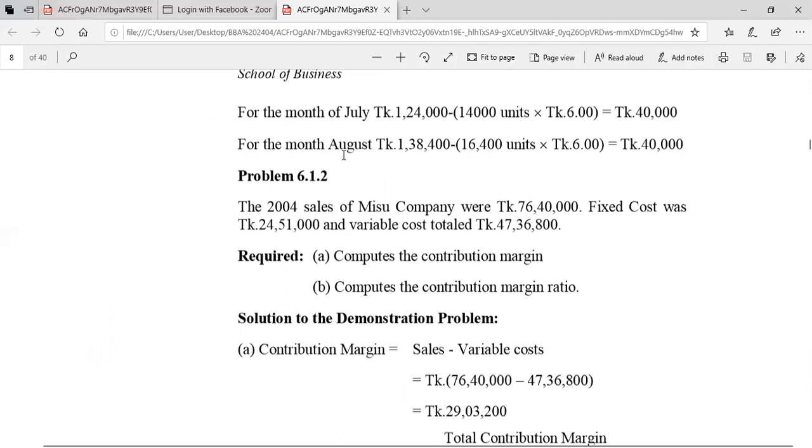If we calculate the fixed cost for the month of August, then the total cost given is 1,38,400, and the production is 16,400 units into taka 6, and then we get taka 40,000. Because we know that fixed cost is always fixed in total, but variable cost is fixed per unit. So that's why in June, July, and August our fixed cost is the same. Thank you so much for today's class.